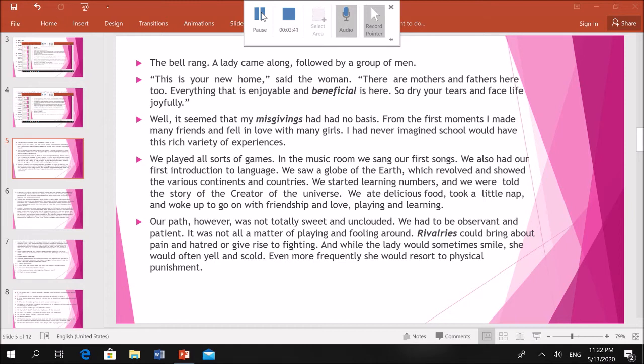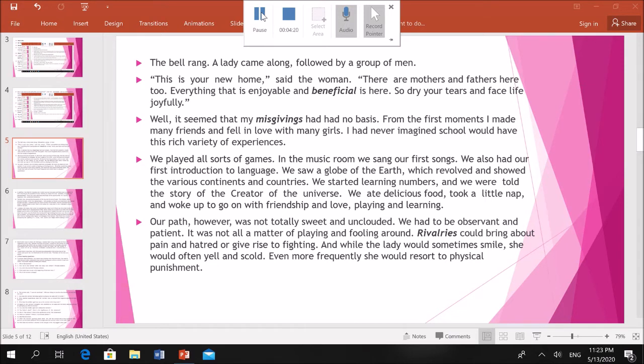Rivalries could bring about pain and hatred or give rise to fighting. And while the lady would sometimes smile, she would often yell and scold. Even more frequently she would resort to physical punishment.